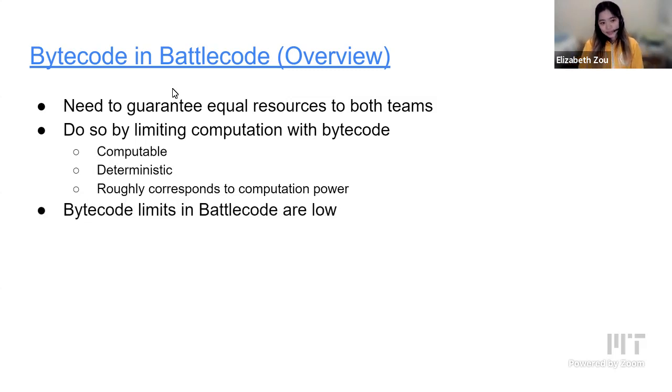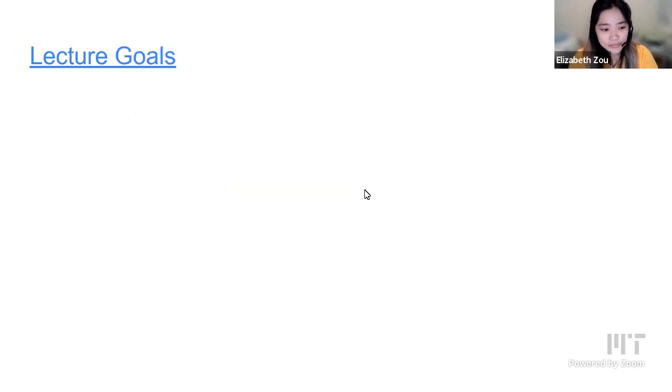The problem is that bytecode limits in Battlecode are usually pretty low. For reference, if you run an A-star search in a 10 by 10 grid, that will use up all of the bytecode computation that we allocate to a robot in a single turn. However, the maps in Battlecode are much larger, up to 60 by 60. So if you want to run some algorithm or pathfinding over the entire grid, you will not have enough bytecode. Being able to use your bytecode efficiently is very important.